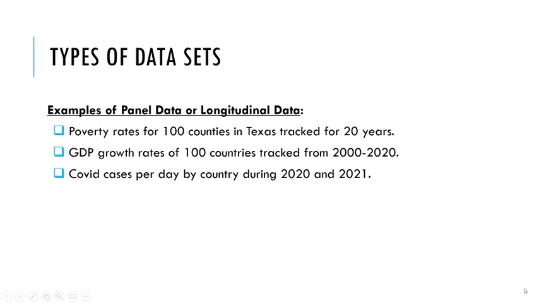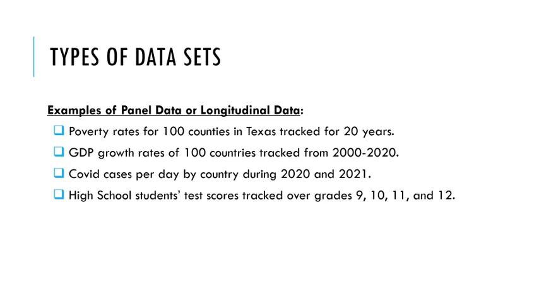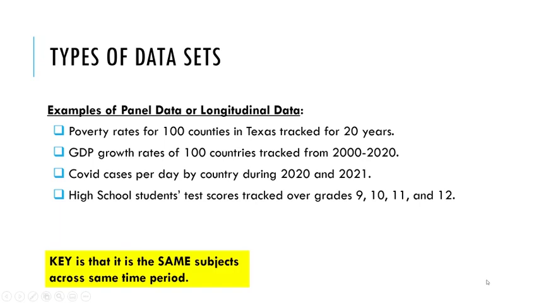So again, this is panel data because it requires us to have the same exact countries over the same time period. We have high school students' test scores tracked over grades 9, 10, 11, and 12. So again, this is panel data if it's the same high school students and we're following them from 9th grade to 10th grade to 11th grade to 12th grade. So our panel is going to be a square in all of these examples, right? We have the same subjects multiplied by the same periods.